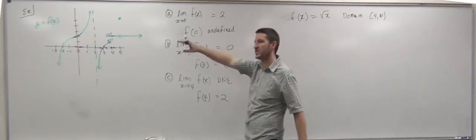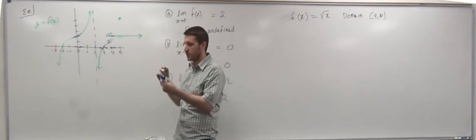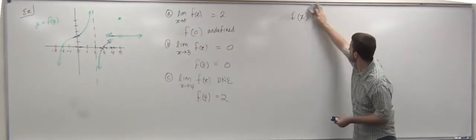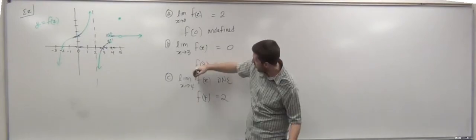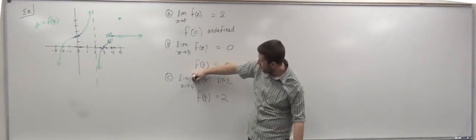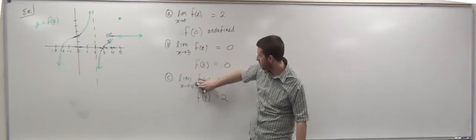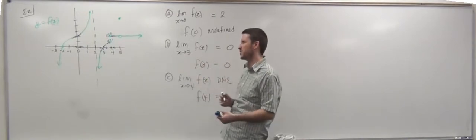If you want to specify one side, there's a different type of limit called a one-sided limit. If you want to specify just the right side, we're going to learn this in 1.4, you can put a little plus up here. And that means just what happens on the right of 4. So we can do that, but we usually don't do it with domain.